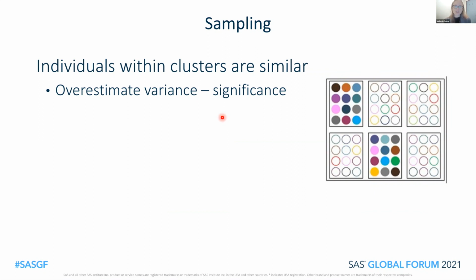So when we adjust for the sampling design in our SAS code, we need to take into account the fact that individuals within the same cluster or the same strata are more similar to each other than individuals from a different cluster or strata. And if we don't take this into account, we'll overestimate the variance and thus the significance of our findings. We'll be more likely to find significant results than if we didn't take this into account.